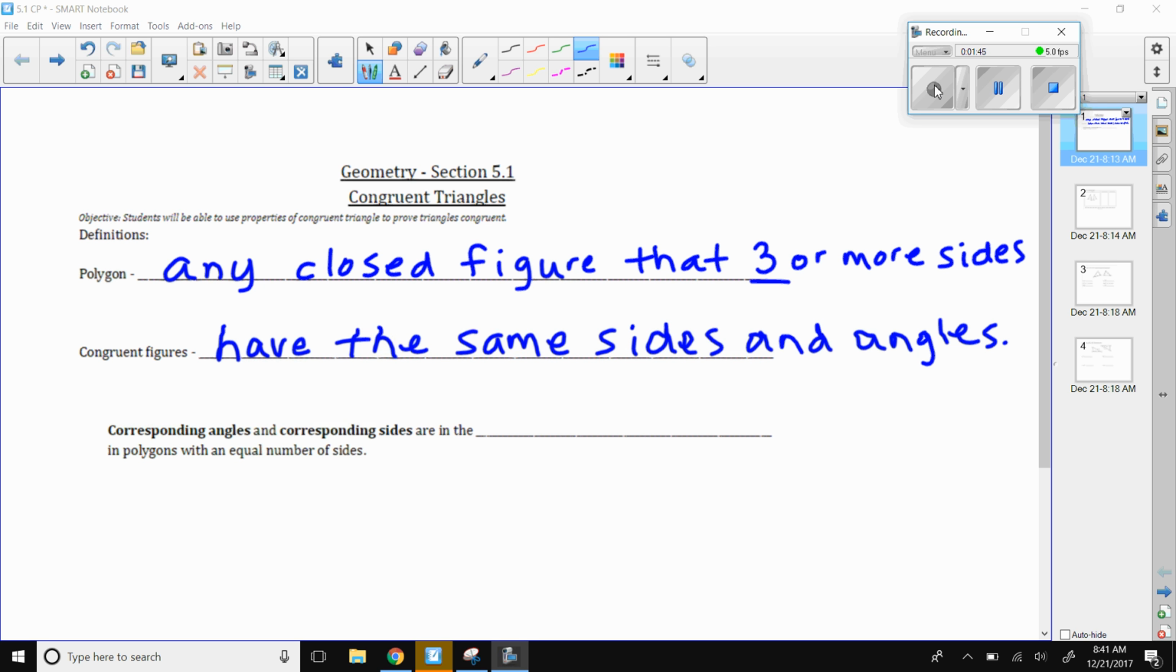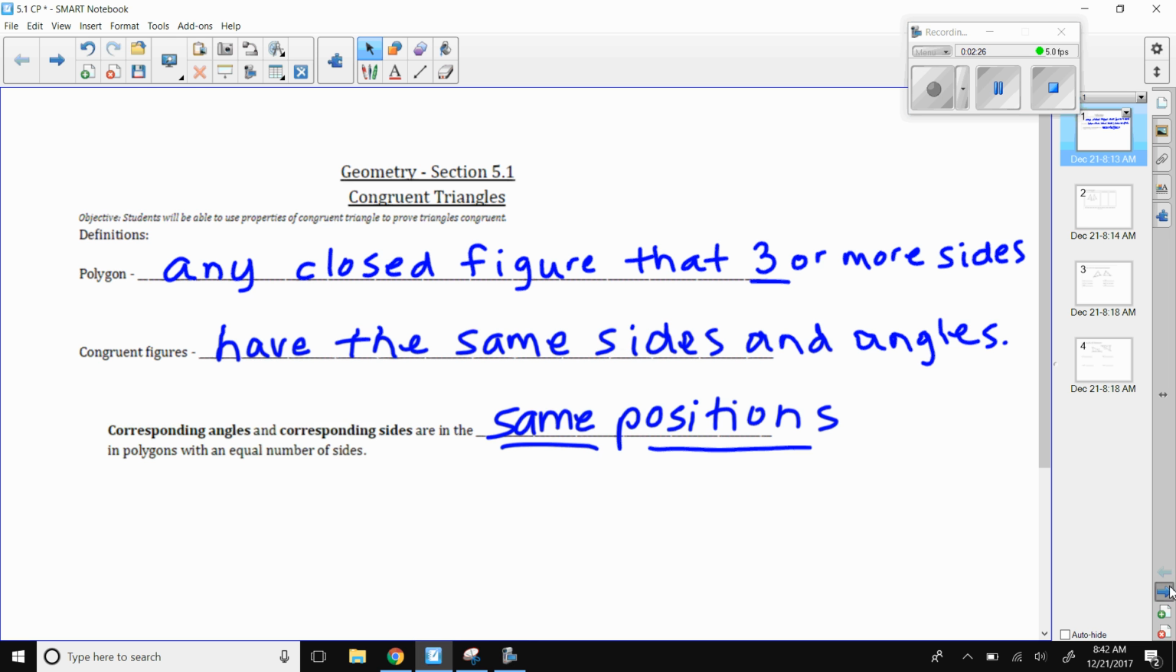And corresponding angles, and we've seen this word before, and corresponding sides are in the same positions in polygons with an equal number of sides. So they're going to correspond to one another. They're going to be in that same position in those certain parts of the triangle. So if you're looking at a triangle that has an angle of 30 in that same spot, it's going to be that angle of 30 in the other triangle.